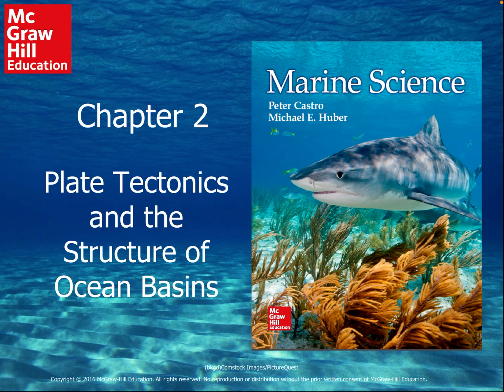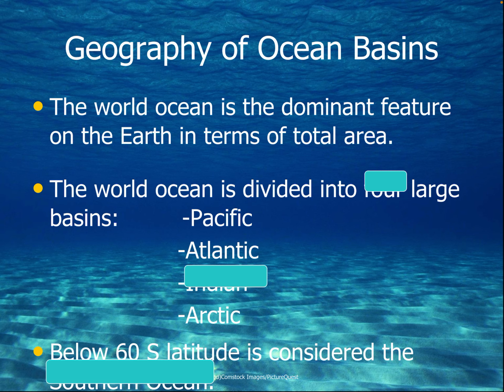Today we're looking at the third section of Chapter 2, Deep Ocean Basins. And first we need to just point out that all the oceans are connected into what we call the world ocean, and of course it dominates our planet in terms of 71% of the total area. But when we look at the world ocean, we can divide it into four large basins. We have the Pacific, Atlantic, Indian, and Arctic. And that's the order of size, Pacific being the largest and Arctic being the smallest.